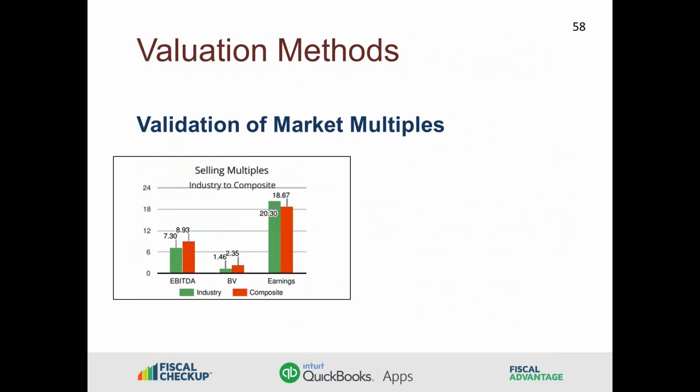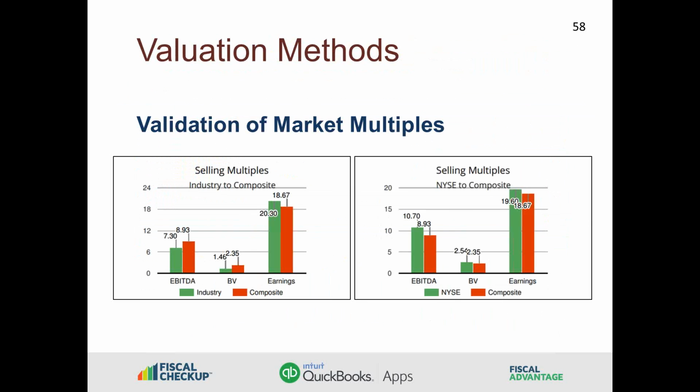Note that these values are updated monthly, and our composite is generally close to the industry average, but we've intentionally chosen multiples from middle-of-the-road companies. We're trying to eliminate the extremes, which in some situations does result in a more conservative valuation. We also show you how our composite index in red compares to the overall New York Stock Exchange in green.